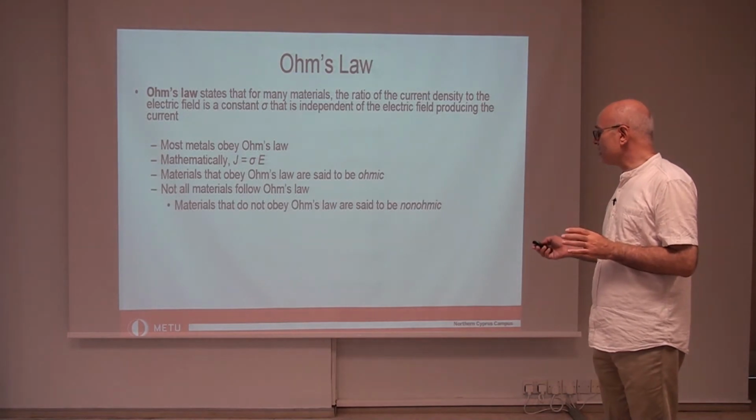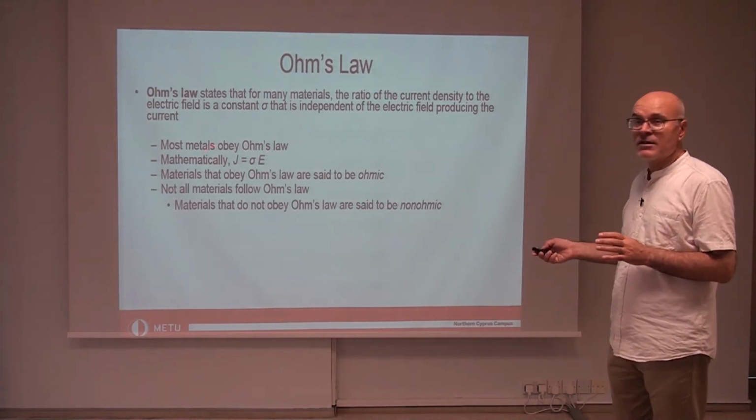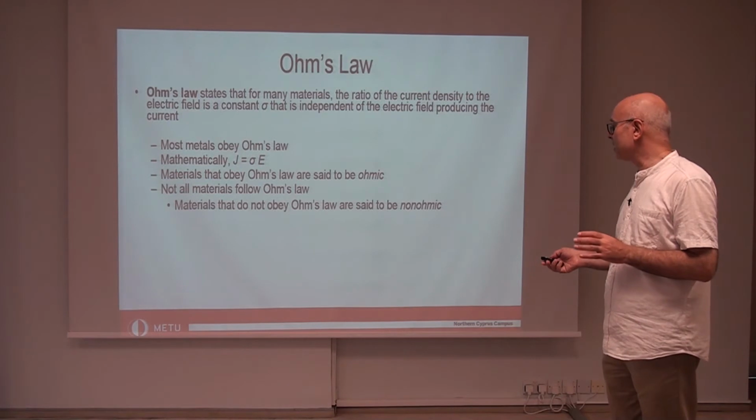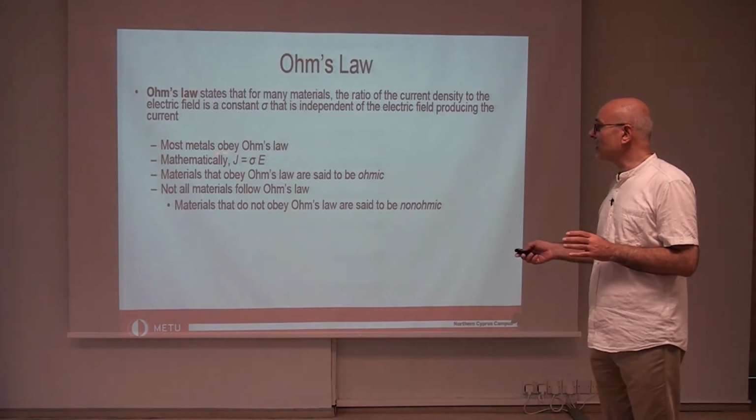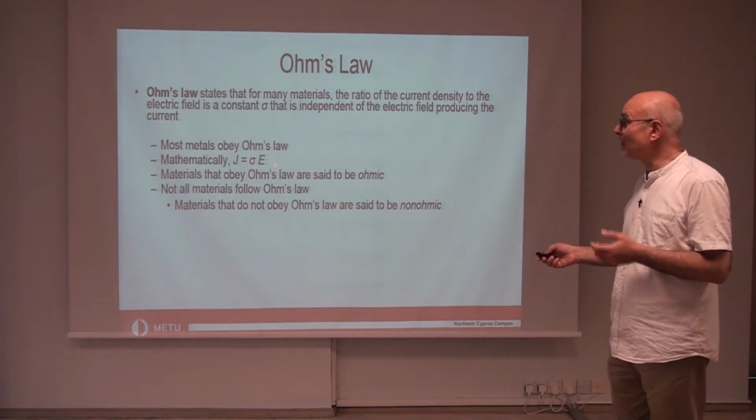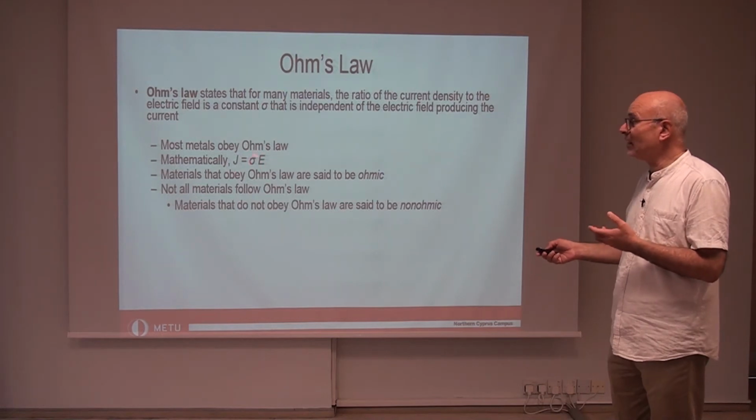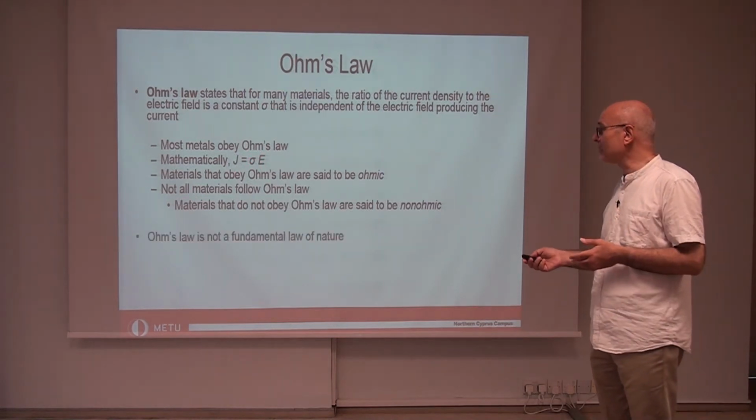Now, an ohmic material is a material for which this holds. Non-ohmic materials are materials for which it doesn't hold. In other words, sigma varies with the electric field. Different electric fields will have different sigma, so it's not a constant.